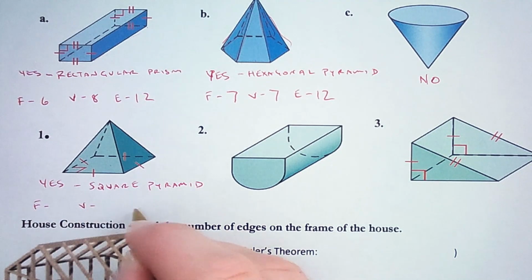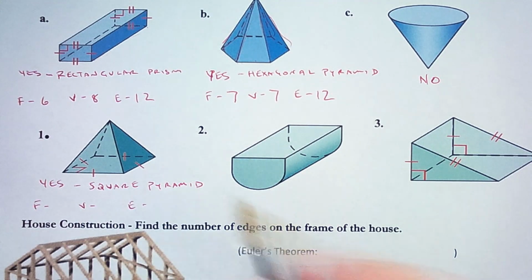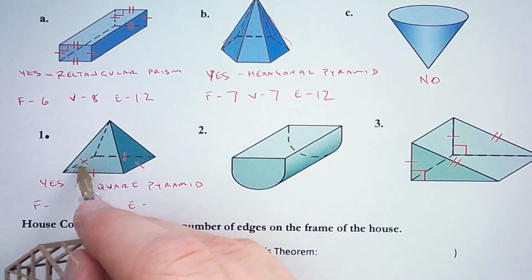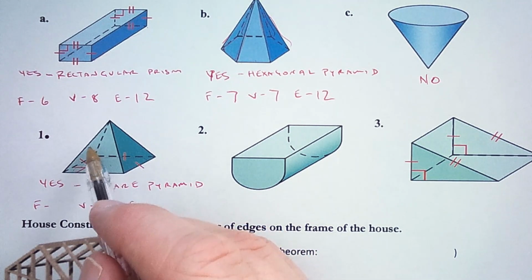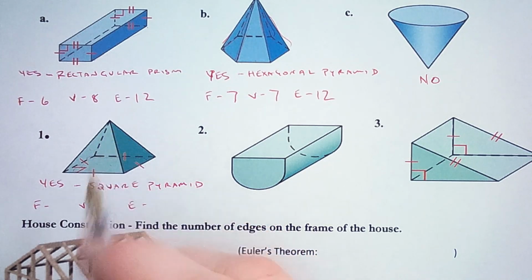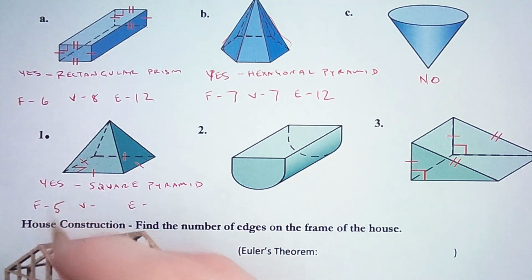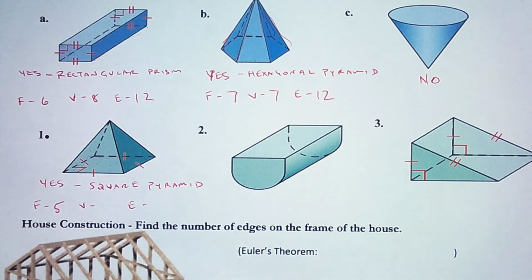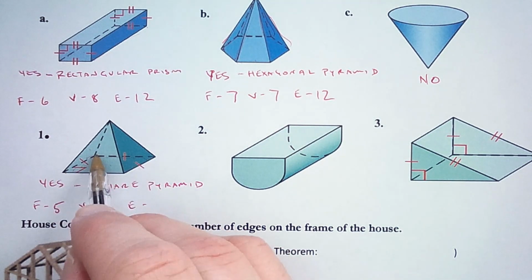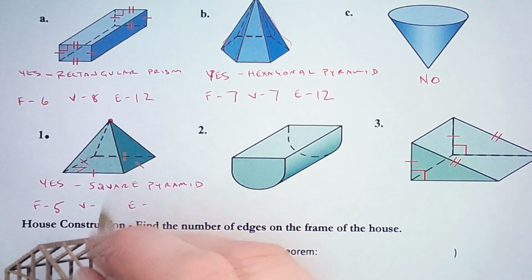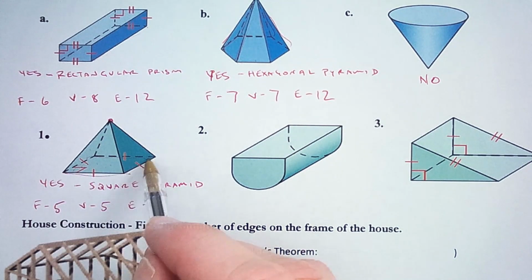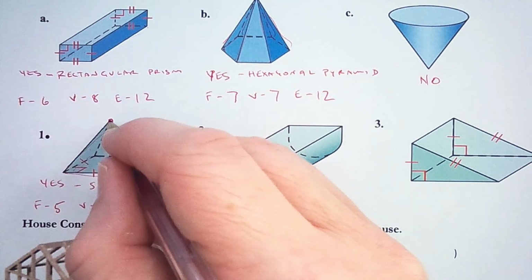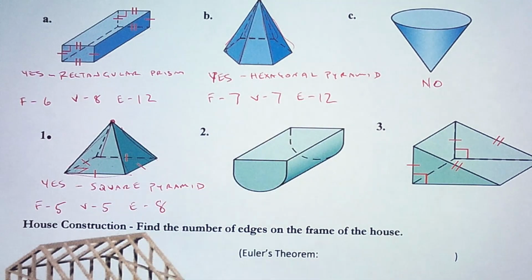Okay, so then we count the number of faces, vertices, and edges. So for faces, it's got 1 here on the bottom. That's the base. And because it's a square, it's got 4 sides. That means it's going to have 4 more triangles. So that's a total of 5 faces. Vertices are all the corners, 1, 2, 3, 4 around the square, and 1 up here for a total of 5 vertices. And then the number of edges, 4 around the base, 5, 6, 7, and 8.